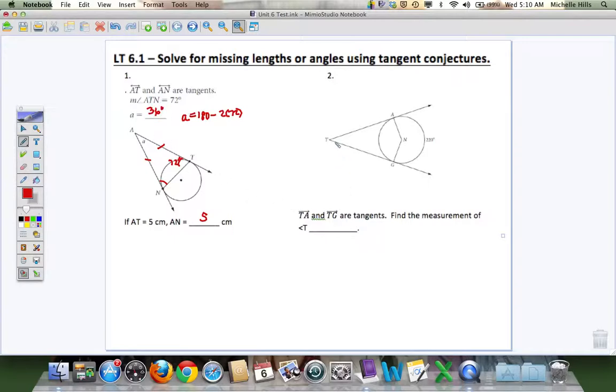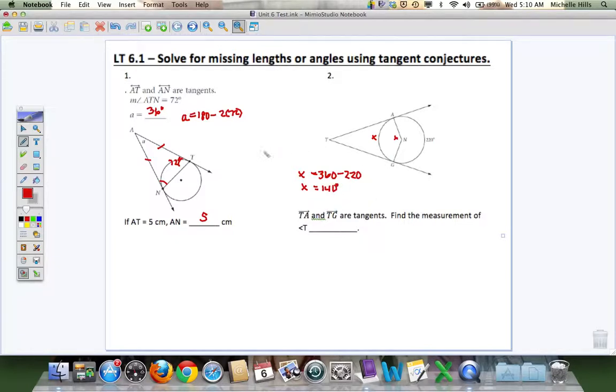Now they tell me again that in this case ray TA and ray TG are tangents, and they want me to find the measure of angle T. Well, the first thing I need to do is to find the measure of this arc, which is the same thing as this angle, because it's a central angle. So x, if I labeled it that, whatever you labeled it, is 360 degrees, which is the entire circle, minus the 220 degrees of this major arc. So x is 140 degrees.